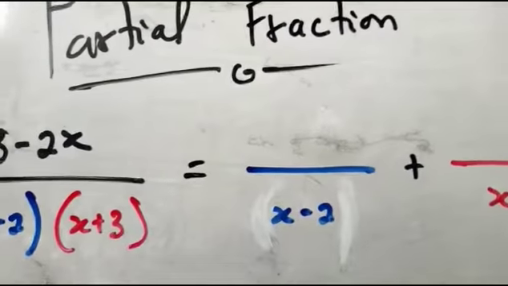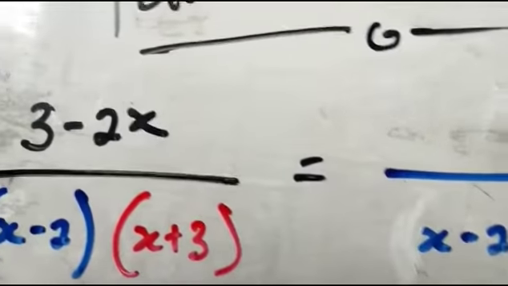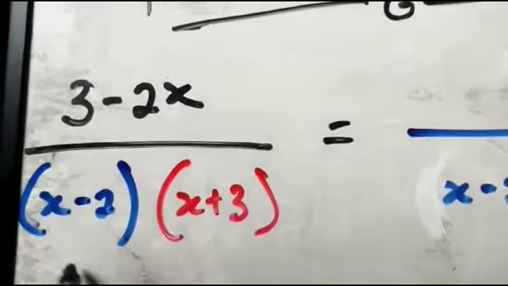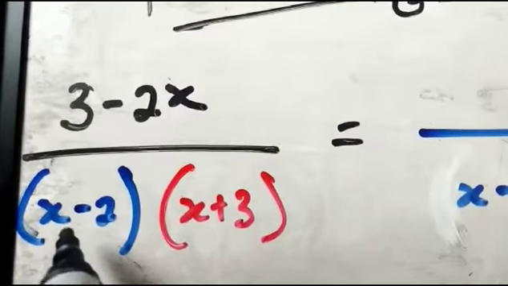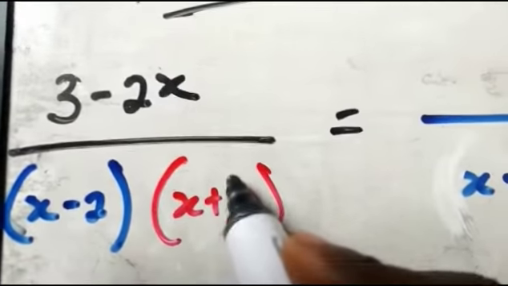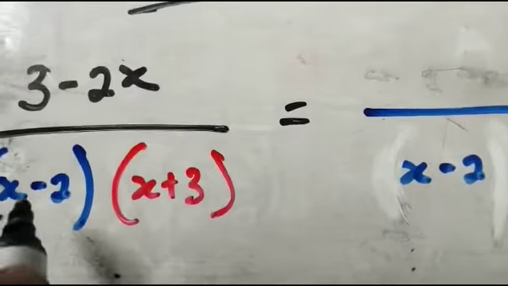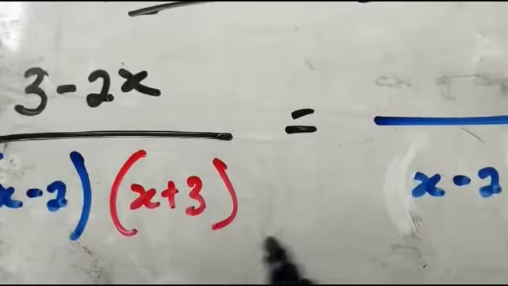In solving any partial fraction, what matters most is the denominator. By the denominator, I mean the bottom part here. You just have to check whether this x has exponents, maybe 2 or maybe 3, and so forth. So let's look at how to solve a different type of partial fraction with different denominators.